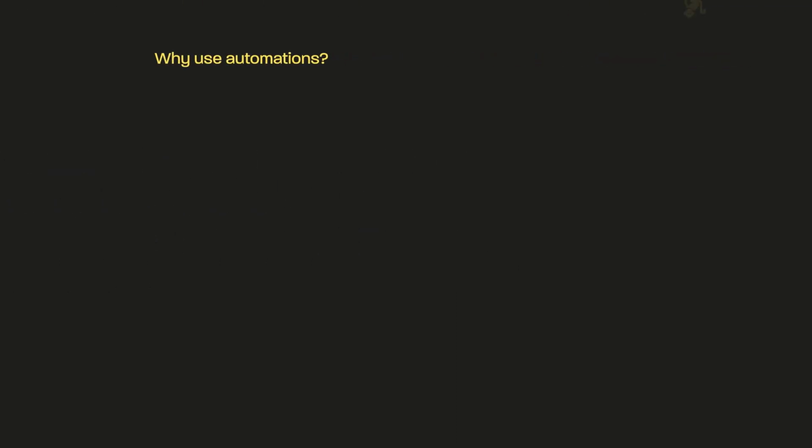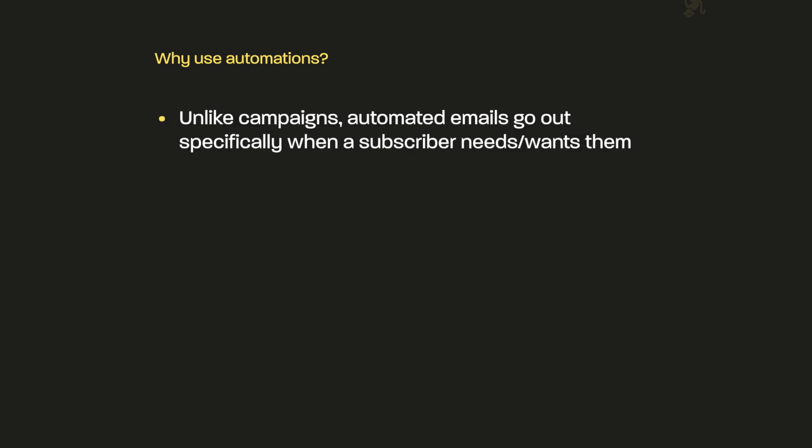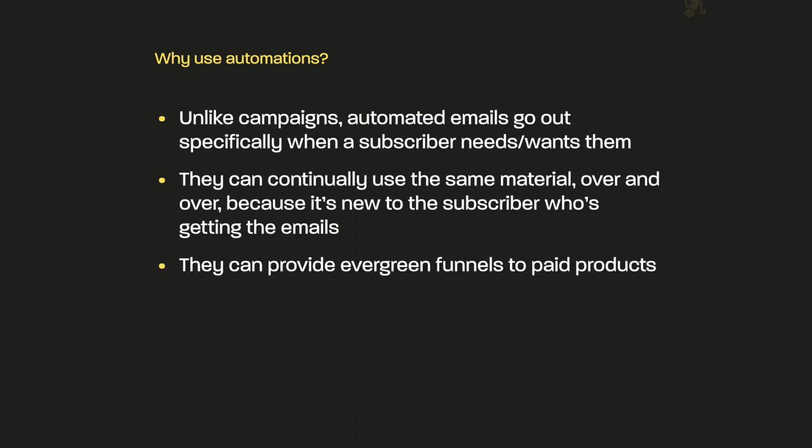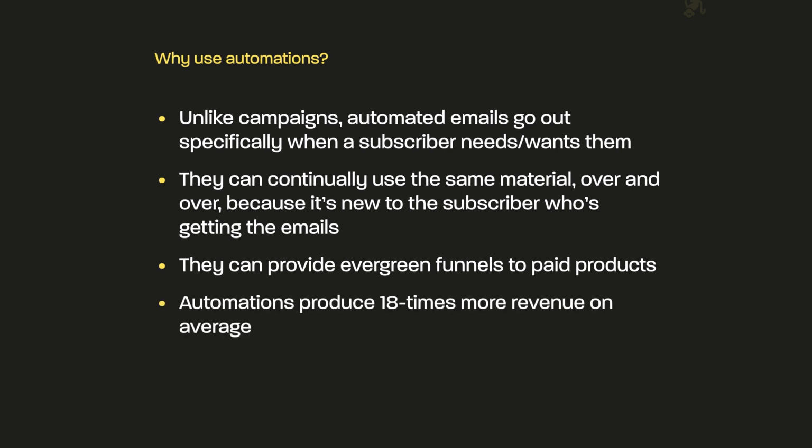So why should we use automations? What's the point? Well, unlike campaigns, automations go out specifically when a subscriber needs or wants them, or when something specific happens. They can continually use the same material over and over because it's new to the subscriber who's getting those emails. They can provide great evergreen funnels for paid products. I know every single one of my paid products uses an automation sequence. And automations produce 18 times more revenue on average, which is a lot of revenue.